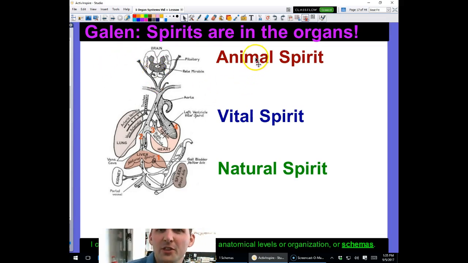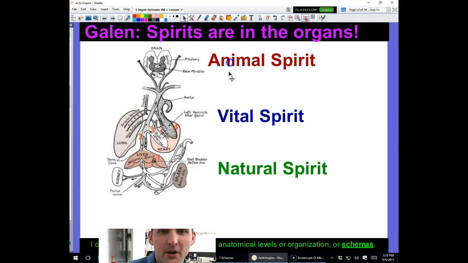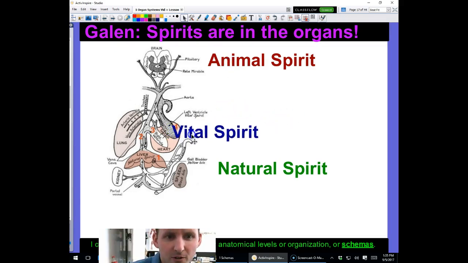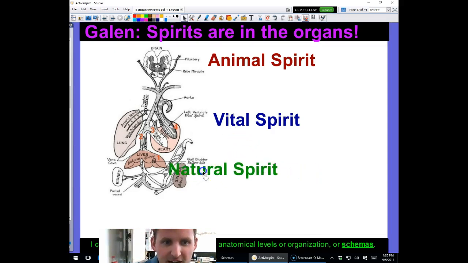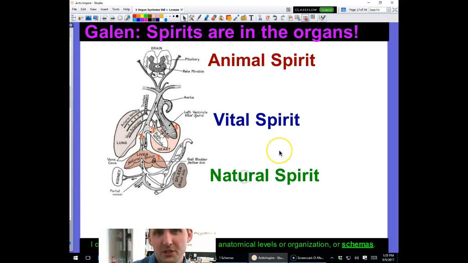And he viewed that there were three spirits: the animal spirit in your brain, the vital spirit in your left ventricle, which actually isn't that far off. Your left ventricle is really important. We'll talk more about that later. And your natural spirit in your liver. So there are these three also hugely influential spirits. That's not the most important slide I'm going to show you, but also interesting at this time.